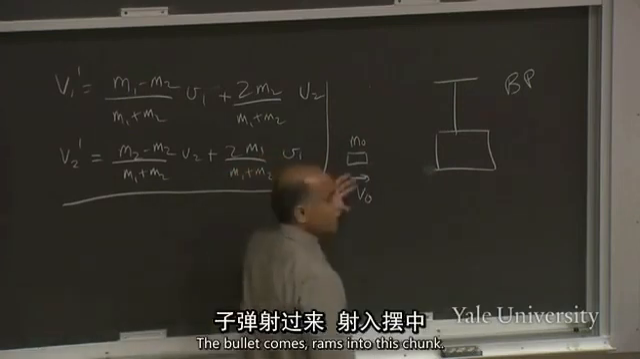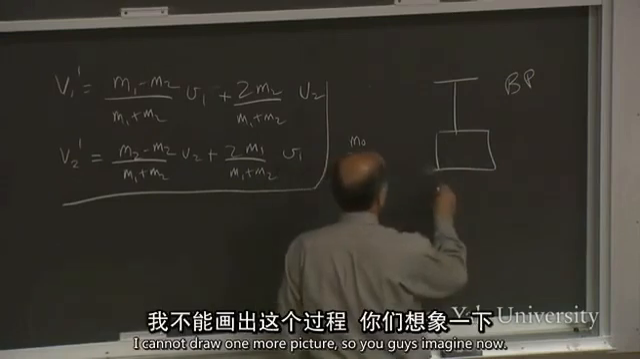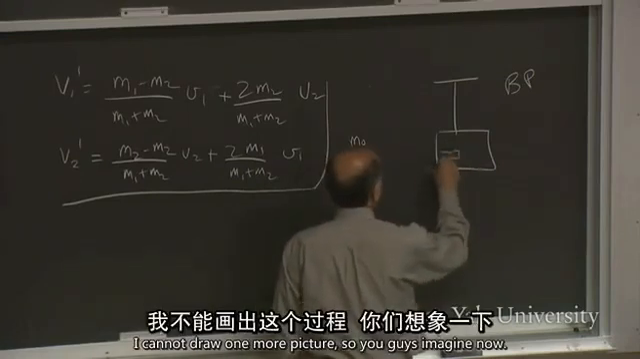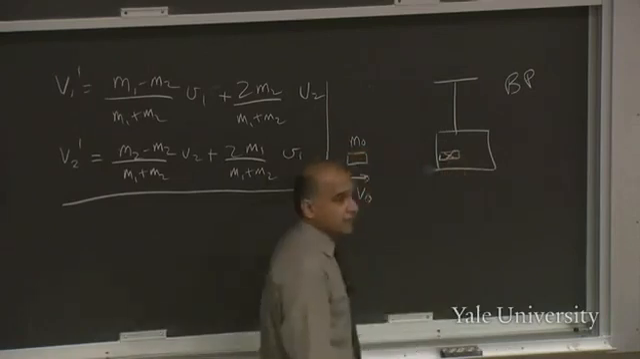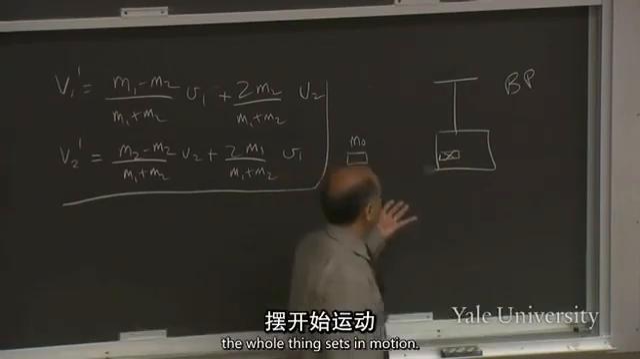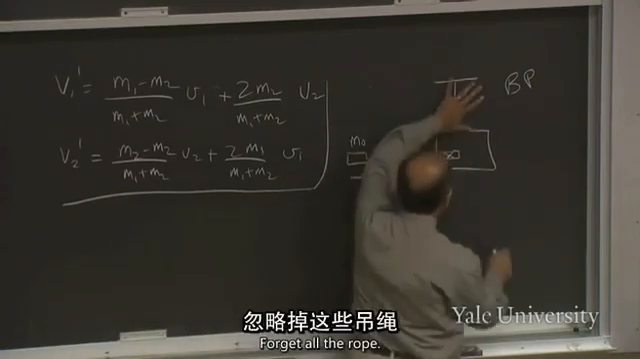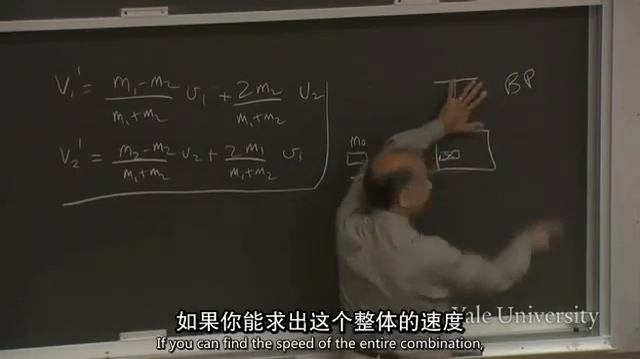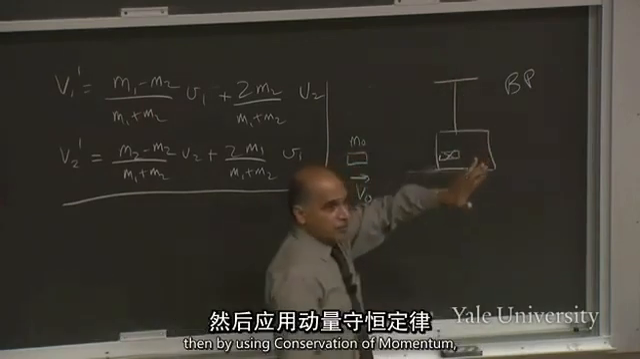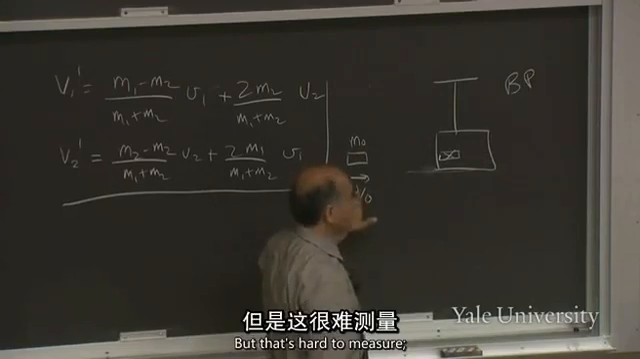The bullet comes, rams into this chunk. I cannot draw one more picture, so you guys imagine now, the bullet is embedded in this. I think you also know intuitively the minute it's embedded, the whole thing sets in motion. Now you could put this on a table, forget all the rope. If you can find the speed of the entire combination, then by using conservation of momentum, you can find out the speed of the bullet. But that's hard to measure.